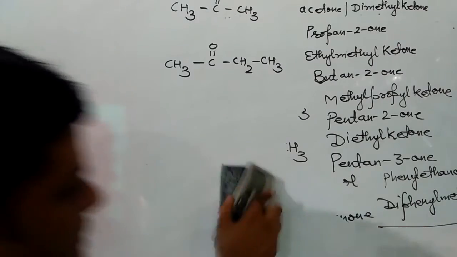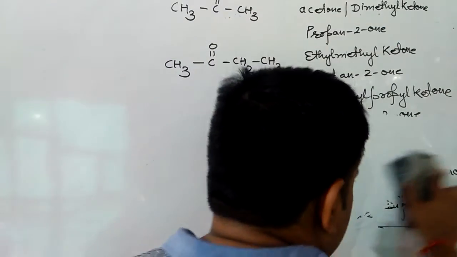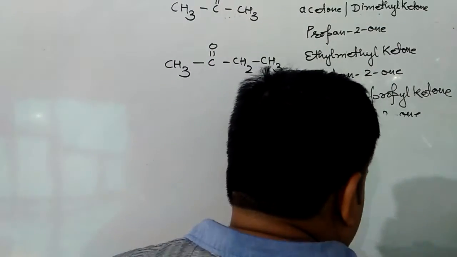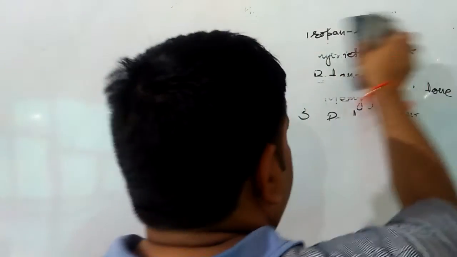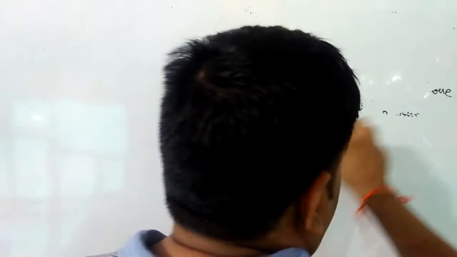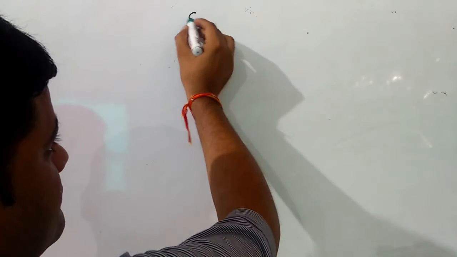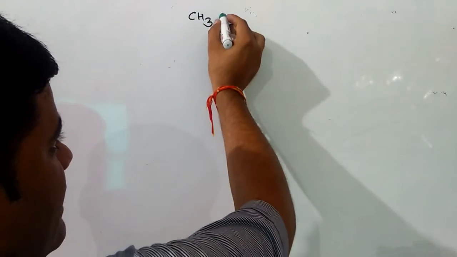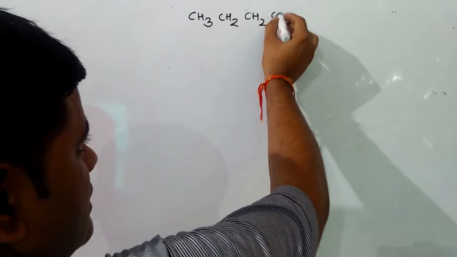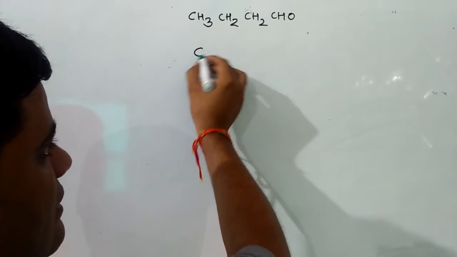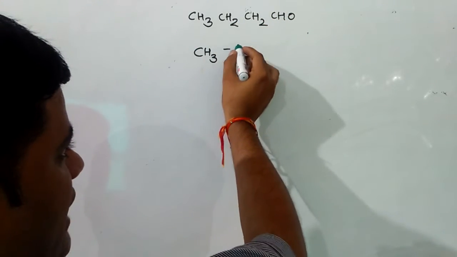Basically, they will show the following types of isomerism. The first one is chain isomerism. For aldehyde there must be 4 or more carbon atoms, and for ketone there must be 5 or more carbon atoms. For aldehyde, if 4 carbon atoms are there, then it can exist in 2 isomeric forms. The first one is butanal and the second one is 2-methyl propan-1-al.